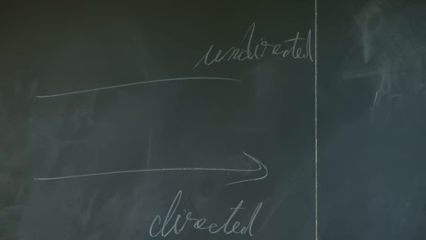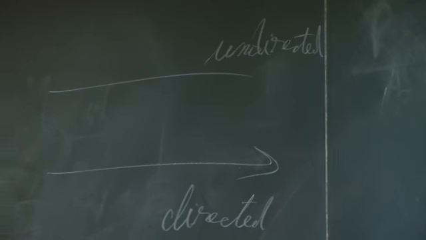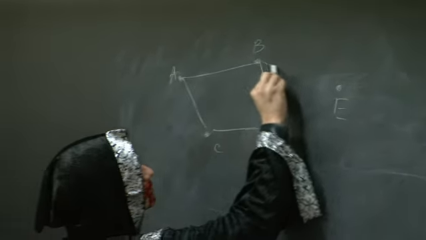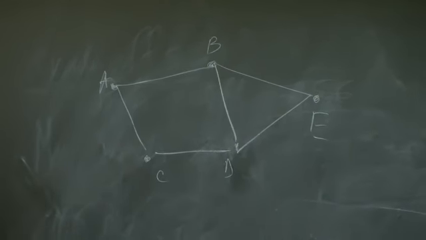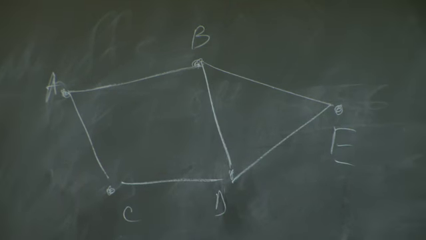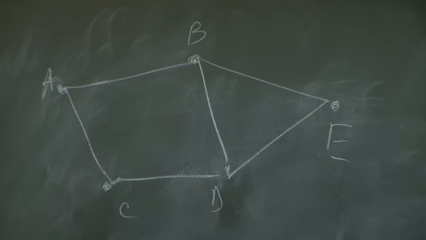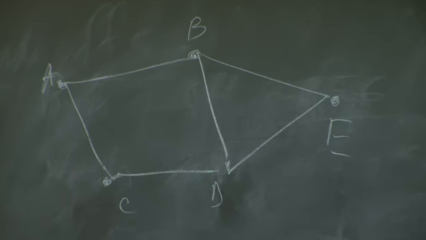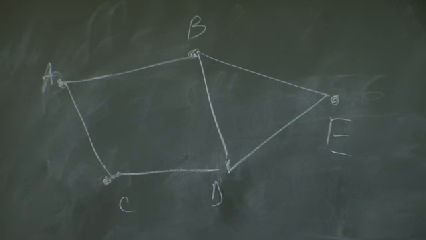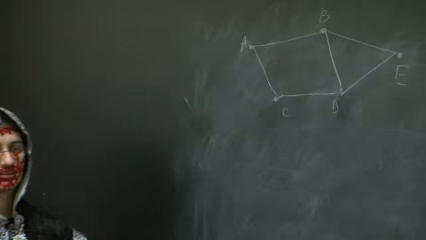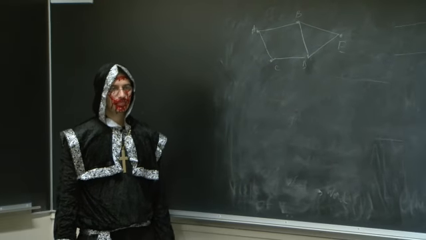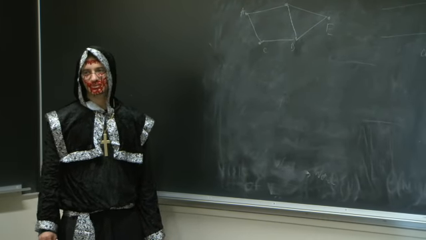Cool, let's draw this graph here. Yeah, it looks like a pretty boring graph. So, is this graph connected or not? Okay, what's a connected graph? Any node can get to any other node following some path. There's a path from any node to any other node.